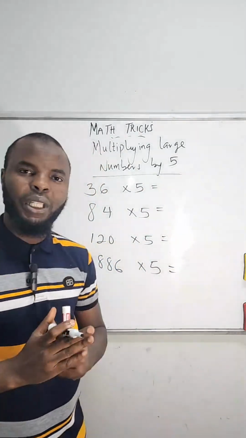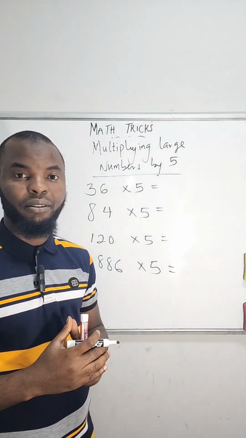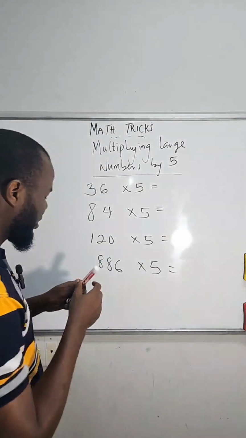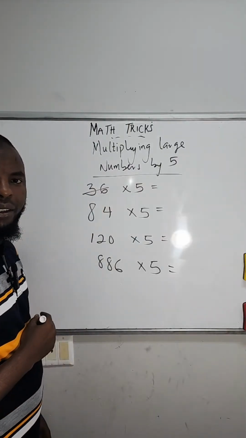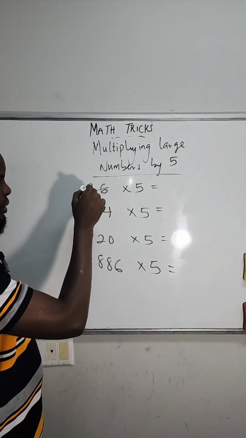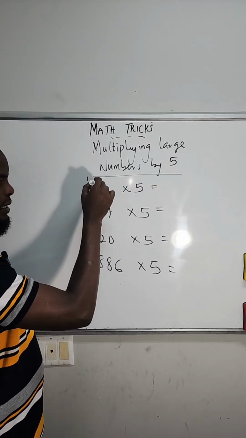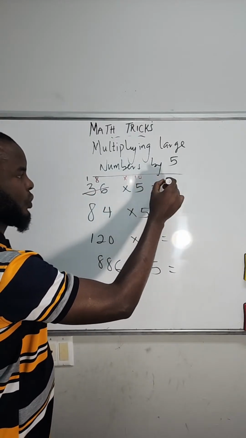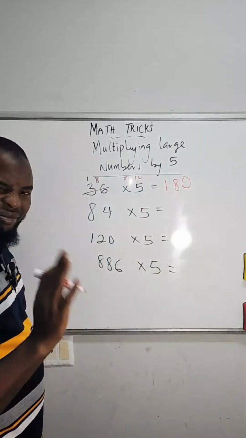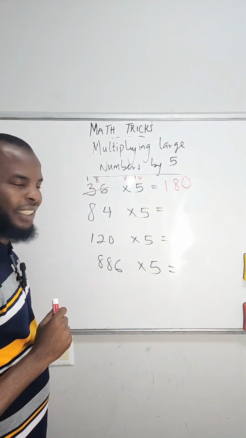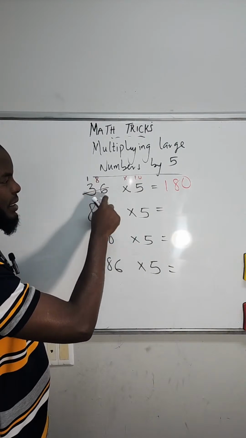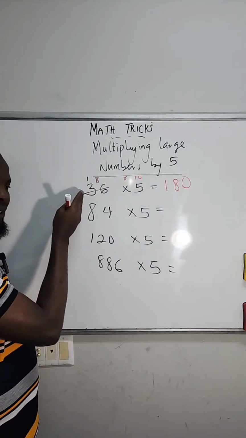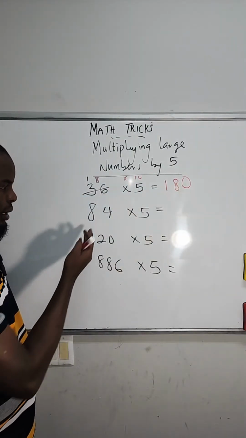Here, I want you to know that 5 is half of 10. So the trick is just find half of what you have here. Half of 36 is 18. Multiplied by 10, so it's just going to be 180. If you don't get it, I'm going to explain this again. Here we have 36 multiplied by 5. Just find half of what you have on this side, which is 18. Add 0 to it.